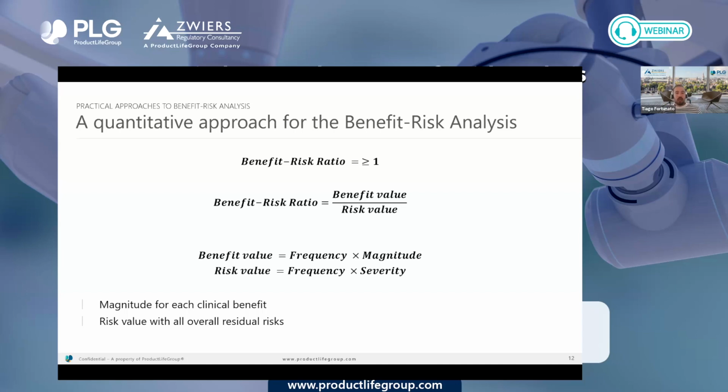The benefit value then is calculated by multiplying, as you see here, the frequency by the magnitude, and the risk value is equal to the frequency times the severity. Each clinical benefit will have a different magnitude, as we will use a similar scale as what is used for the severity. And usually we do this for all residual risks, which are then also emphasized in the IFU, just like what I showed before for the qualitative approach.